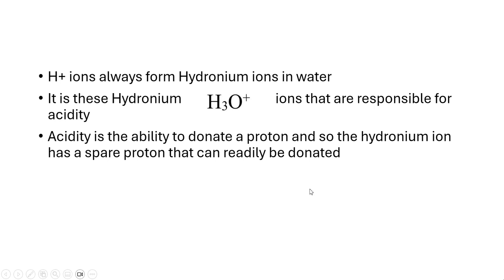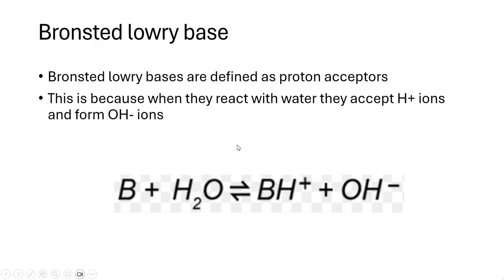H plus ions will always form hydronium ions in water. You're never going to have just H plus inside water by itself. If you dissociate an acid in water, the H plus ions will always join to the water to create hydronium. And that's actually what makes it acidic. The thing that makes it an acid is the ability to donate a proton. That's what acidity is. The hydronium ion in water, after the dissociation of the acid, has a spare proton. It's H3O plus, which has a spare proton that can readily be donated. That's what makes the water acidic at that point.